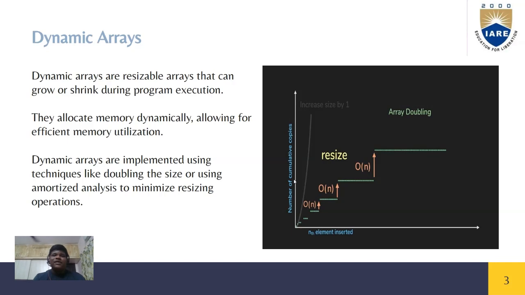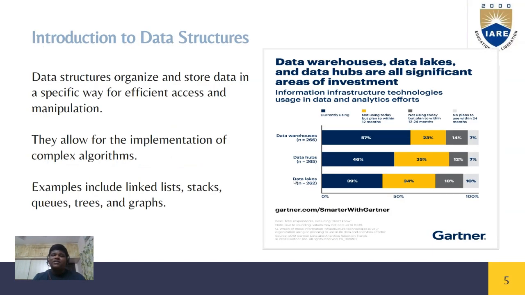Dynamic arrays. Dynamic arrays are resizable arrays that can grow or shrink during program execution. They allocate memory dynamically, allowing for efficient memory utilization. Dynamic arrays are implemented using techniques like doubling the size, or using amortized analysis to minimize resizing operations. Here is a graph which denotes nth element inserted in the x-axis and number of cumulative copies in the y-axis. As you can see, it's steadily increasing by size 1, and big O of n, the time complexity, sorry, the space complexity is increasing as we go further.